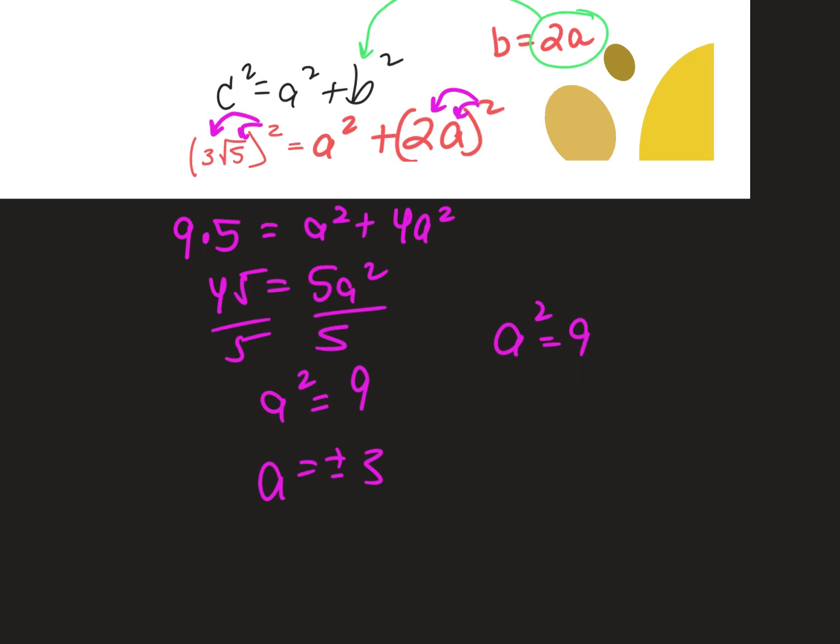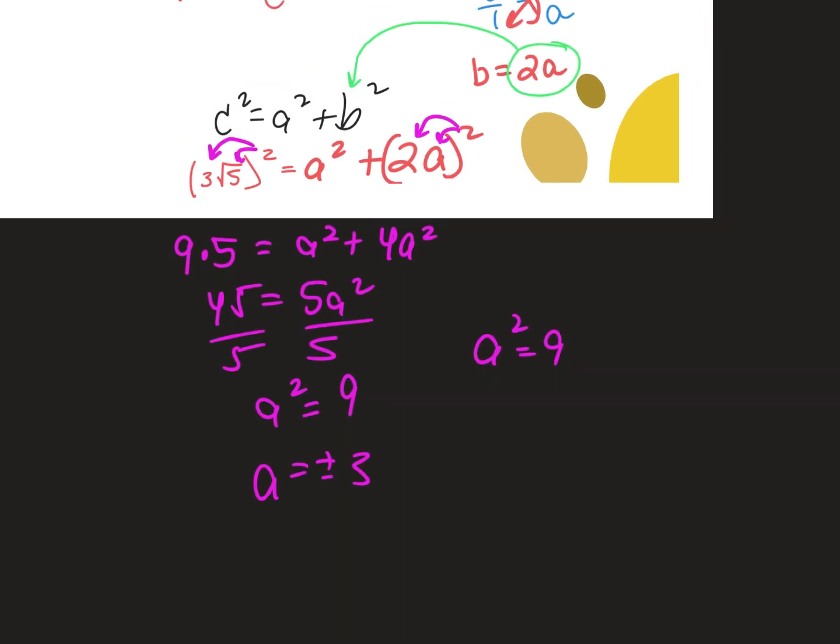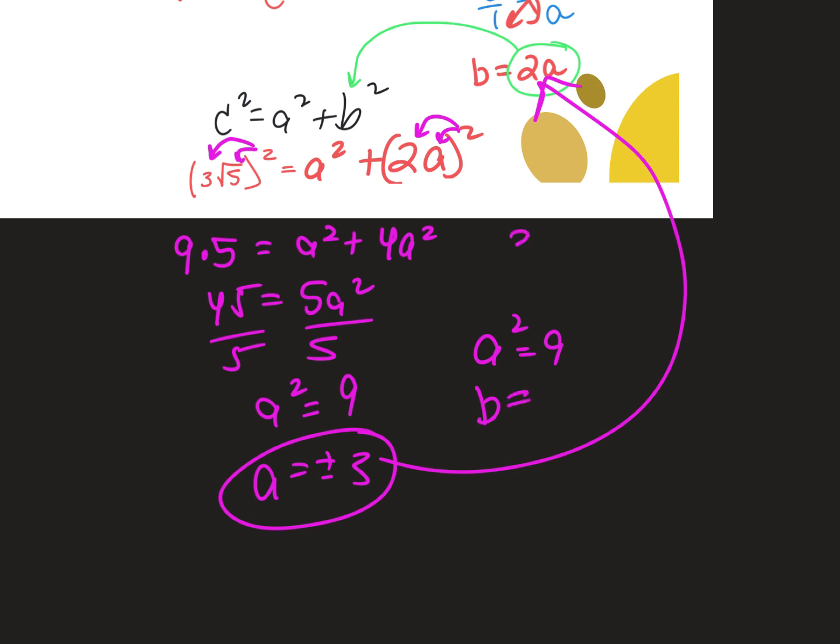All right, I need a squared, which I have, to write my equation, and I need b squared. There's a couple ways I could find b squared. Can I use the Pythagorean theorem again? Yes. Or I could plug it in, couldn't I? If I plug in 3, what is b squared? What's 3 times 2? 6. So if b equals 6, what's b squared?